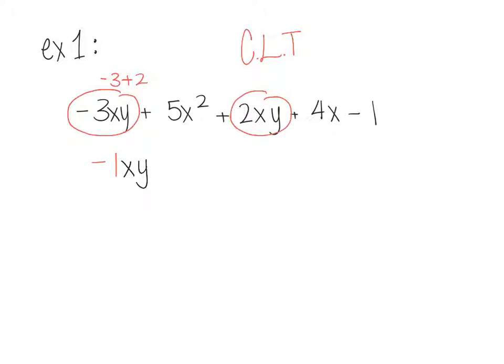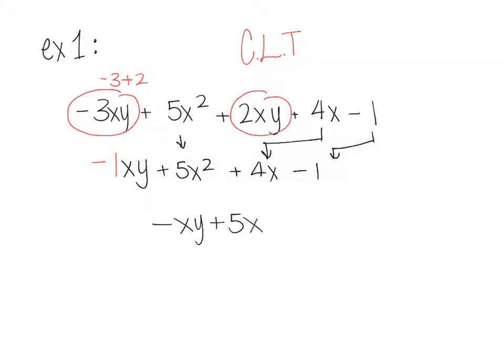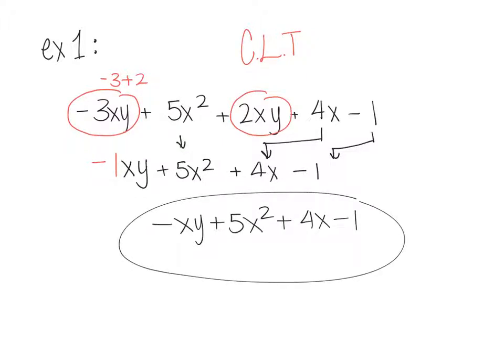I then keep moving. 5x squared, I don't see any other x squareds, so it's going to fall down. 4x, I don't see any other x terms, so it falls down. Same thing with minus 1. If it doesn't have a like term, it just falls down into the answer. Now with this, I'd never need to write a 1, so the final answer I would have is negative xy plus 5x squared plus 4x minus 1. That would be my final answer.